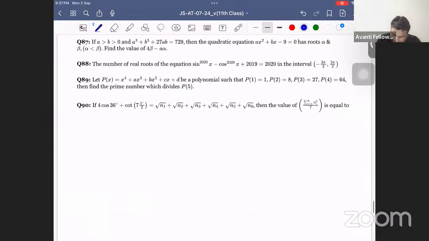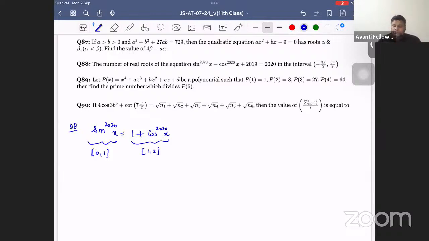Question number 88. They are saying sine to the power 2020x is 1 plus cos to the power 2020x. Now, if you see, this is even power of sine x, so it's going to be between 0 to 1. And this is even power of cos x again between 0 to 1 and plus 1 also added. So, its range is 1 to 2.